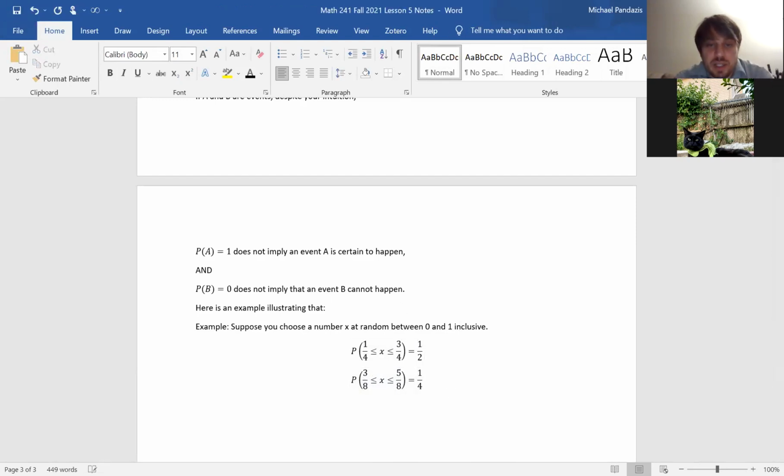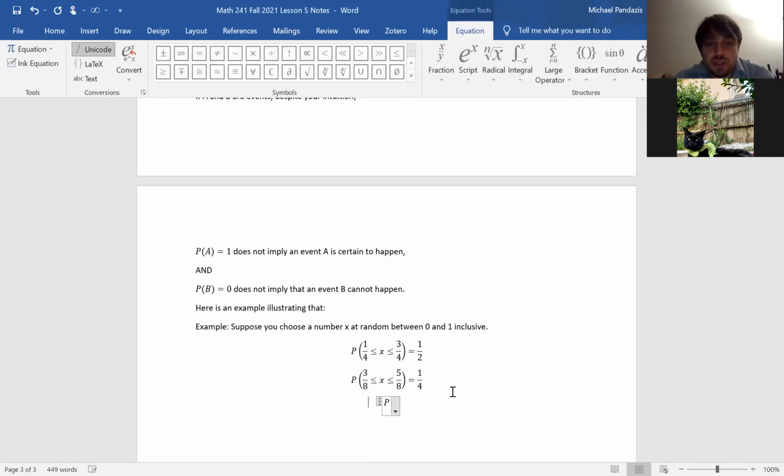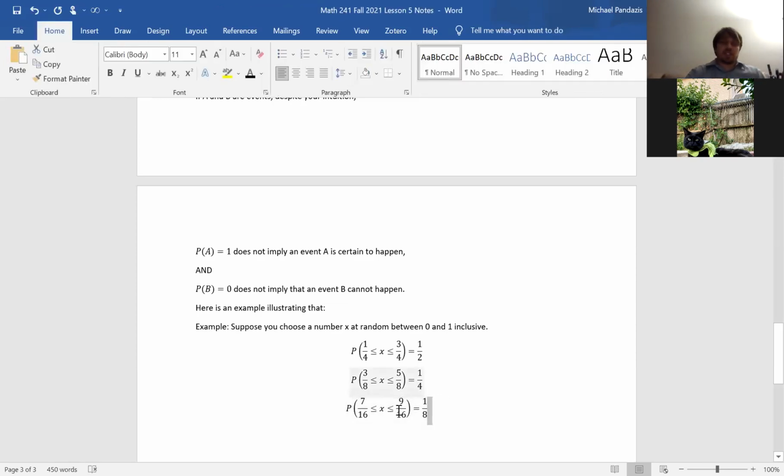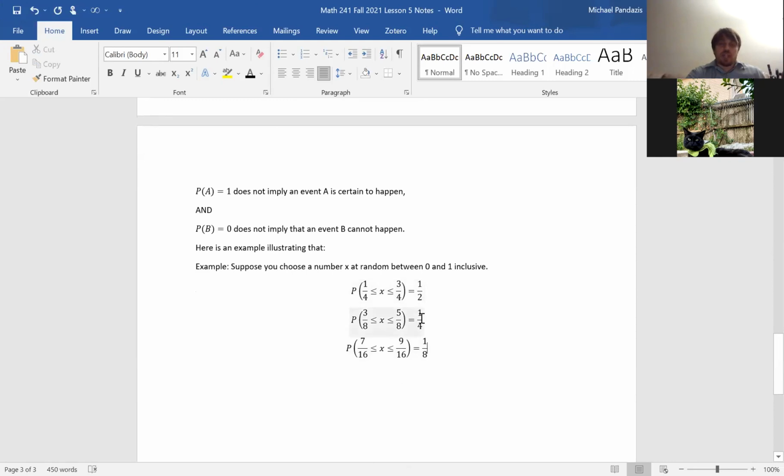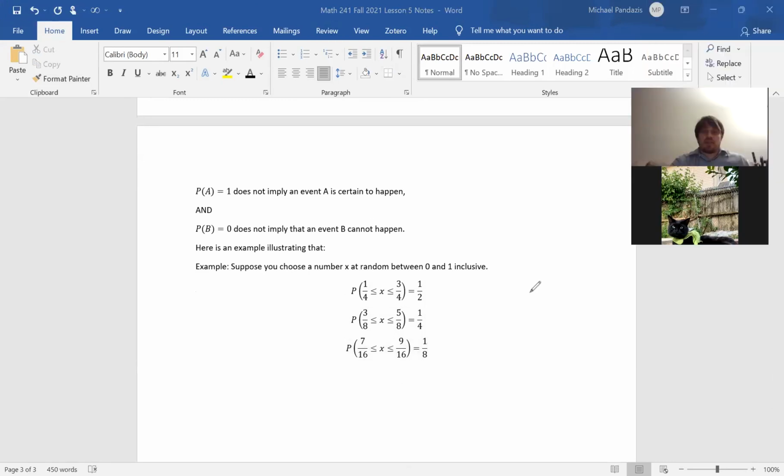Okay, so that's the probability of that. And if you wanted to know the probability of 7/16 ≤ X ≤ 9/16, well, that's equal to 1/8, because the interval from 7/16 to 9/16 is 2/16 in length. That's 1/8 divided by 1, which is 1/8. So you have these shrinking intervals, and the probability of x lying somewhere in these smaller intervals is getting smaller: 1/2, 1/4, 1/8. You can keep following this pattern where you shrink the intervals, and the lengths are half each time.